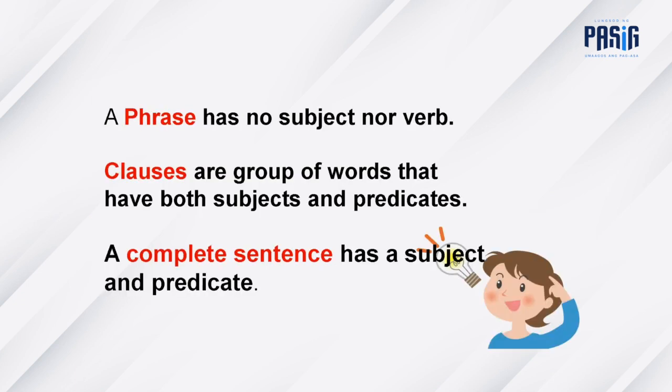To wrap everything up that we have talked about in this lesson, let us always remember that a phrase has no subject nor verb. Clauses are a group of words that have both subjects and predicates. A complete sentence has a subject and predicate. The difference of sentences and clauses are: sentences are made up of clauses, clauses are not made up of sentences. It is a unit of a sentence.